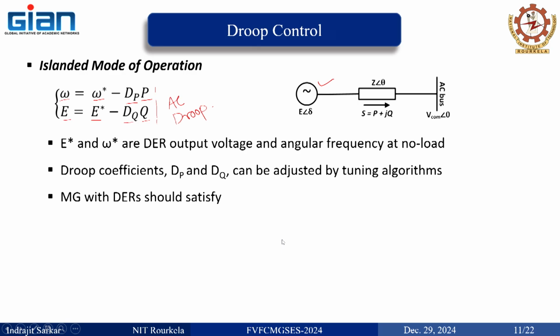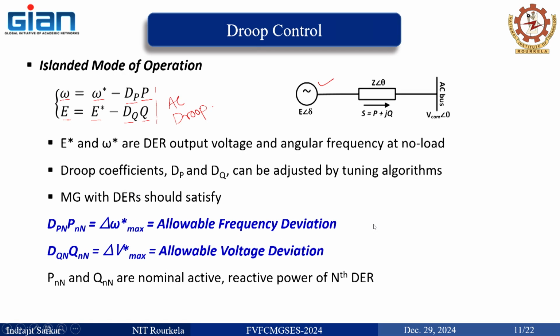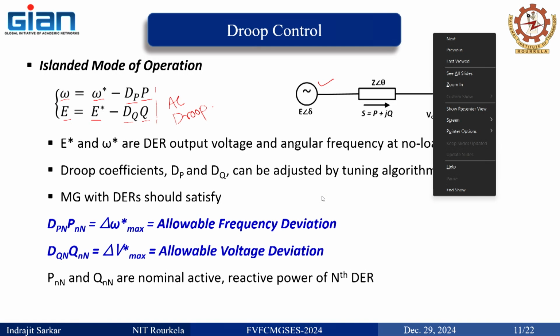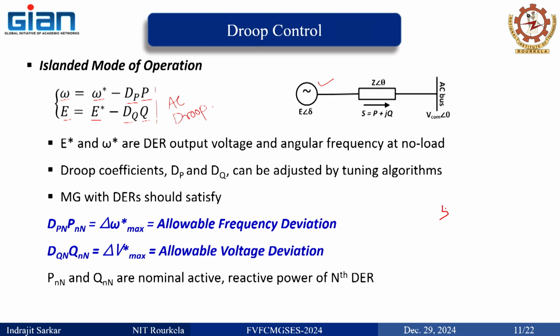Okay, so for a microgrid with DERs, distributed energy resources, if you have multiple DERs, then this should be satisfied. This is omega equals omega star minus delta omega. This term is called delta omega. How much? Actually what happens, you know that our grid frequency is 50 hertz. But till how much do we go lower? What is the lower limit?